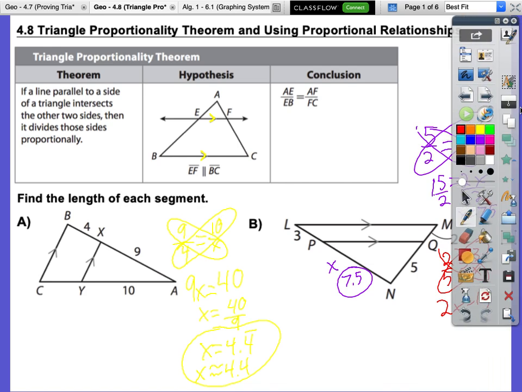So, the triangle proportionality theorem was an if-then statement, right? Hey, when we have if-then statements, can we also flip it around? What's that called?